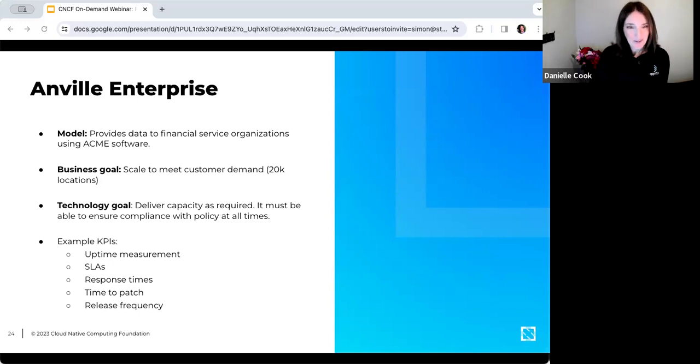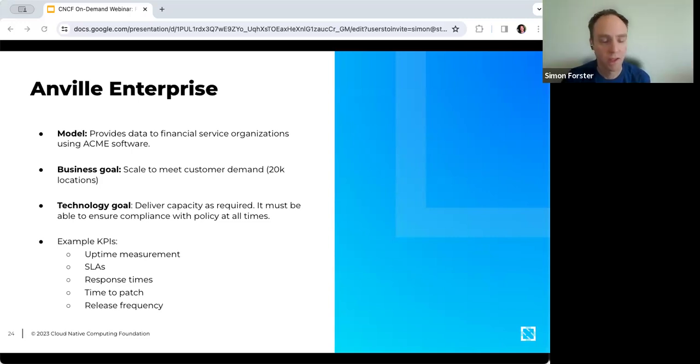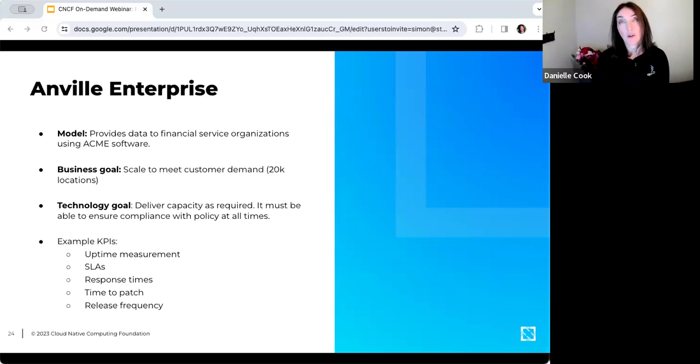So Simon, talk to me about the technology goals. Yep, so with their technology, they've got to have the capacity to deliver as required at all times. And 20,000 locations is pretty significant. And it's got to be able to ensure that there is compliance with policy at all times. Yeah. So that's the key technology goal that they've got there. Yep. And so in terms of the process that they need to undergo to do that, they need a strong delivery process for the software and the platform. So obviously cloud native definitely helps that ability to meet those locations and demands.